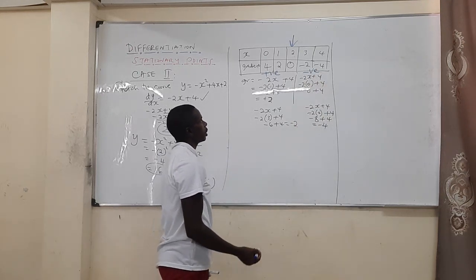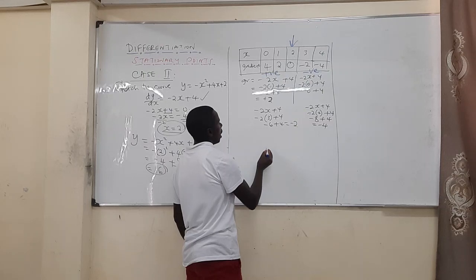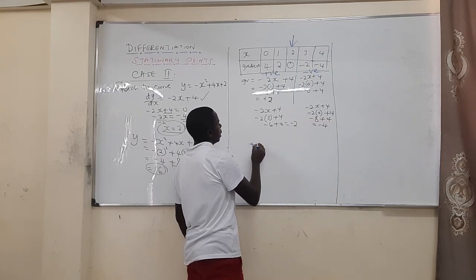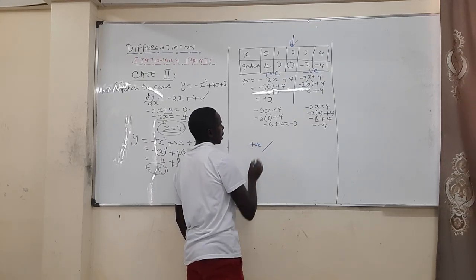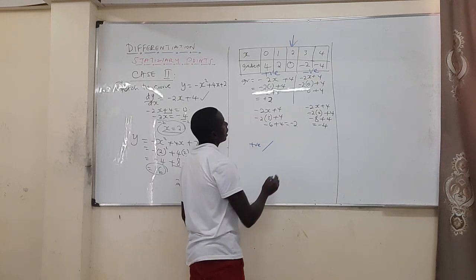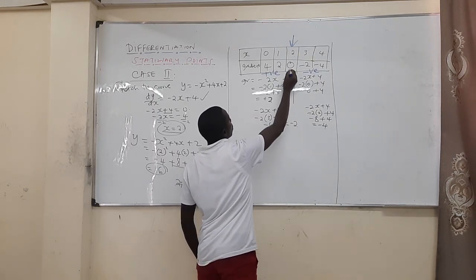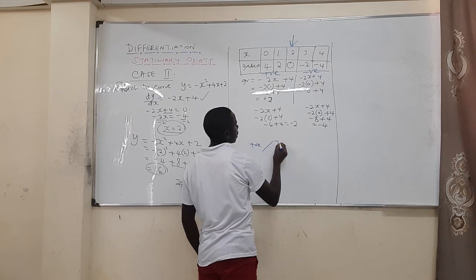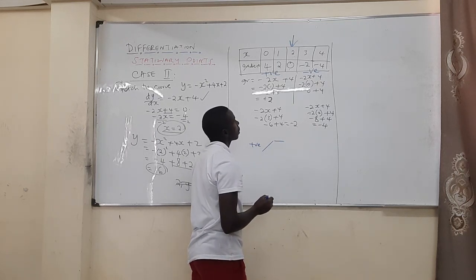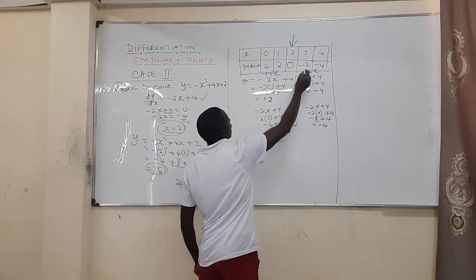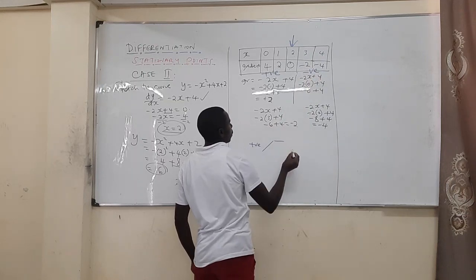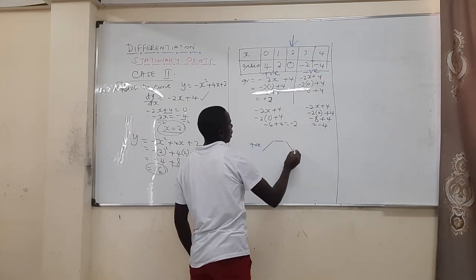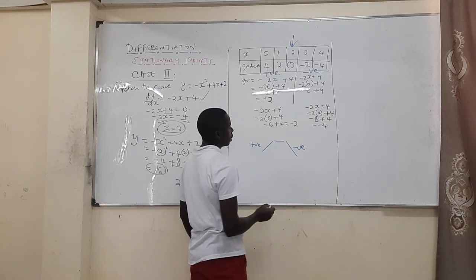So when we sketch that, the positive gradient of course behaves like that. Then there's 0, a straight horizontal line. Then the negative behaves like that. So that is negative. So that is the nature of the curve.